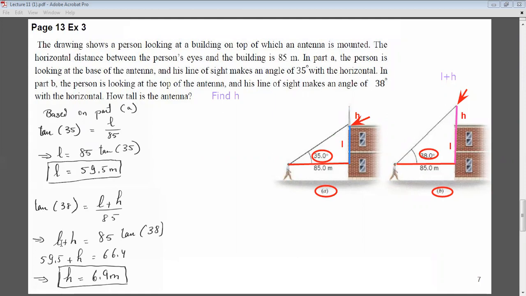Instead of L, I put 59.5. 59.5 plus H equals 85 times tan 38. On the calculator, 85 times tan 38 is 66.4. So I get H equal 6.9 meters.